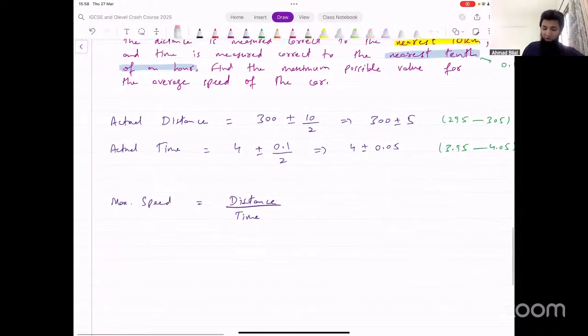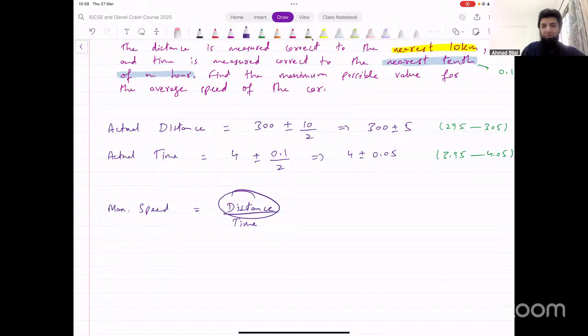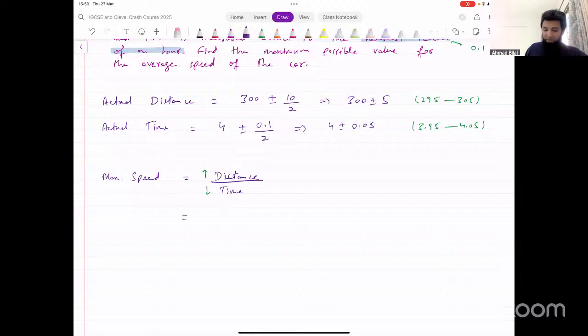So if we want to maximize speed, if we want the maximum possible value of speed, what does that mean? We would want the numerator to be as big as possible. So numerator needs to be big in this case. And we want the denominator to be as small as possible. So time needs to be as small as possible. So what would be the maximum speed in this case then?